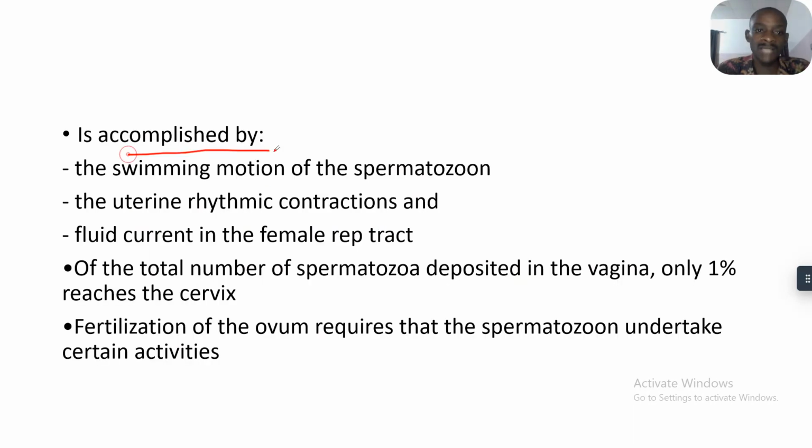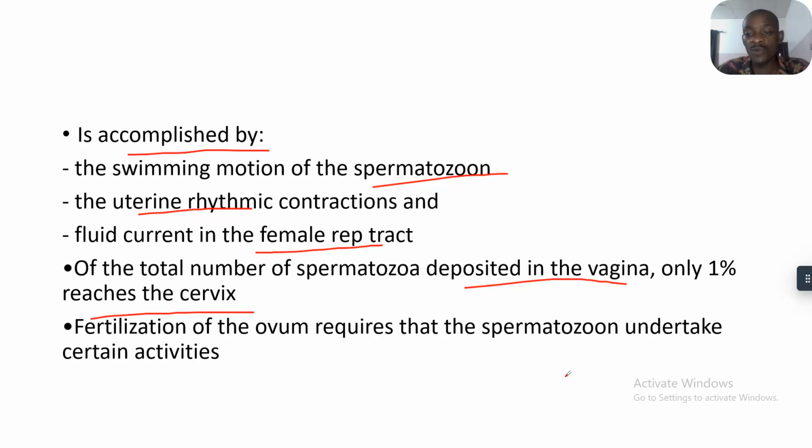The ascent is accomplished by the swimming motion of the spermatozoon, uterine rhythmic contractions and fluid currents in the female reproductive tract. That's the movement of the sperm to the ampullary region of the fallopian tube. Of the total number of spermatozoa deposited in the vagina, only 1% reaches the cervix.